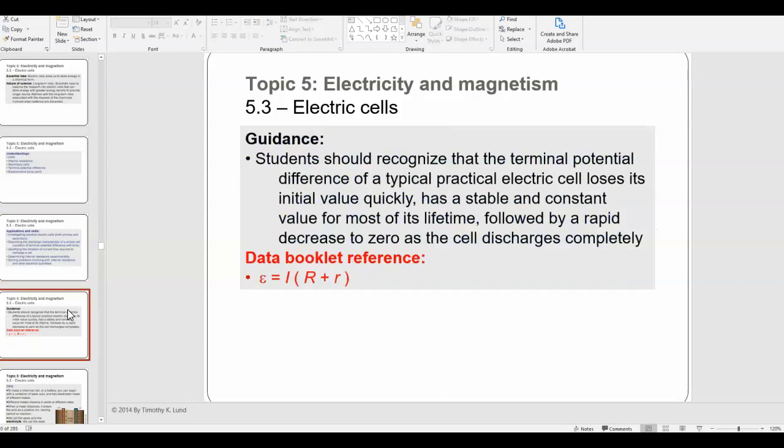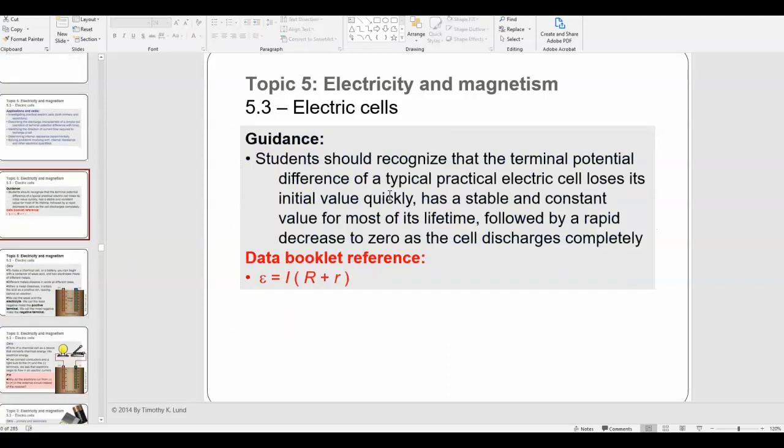Students should recognize that the terminal voltage of a typical cell loses its initial value quickly, has a stable and constant value for most of its lifetime, followed by a rapid decrease to zero as the cell discharges completely.